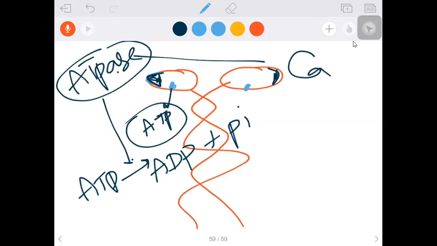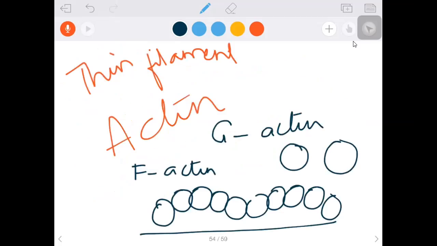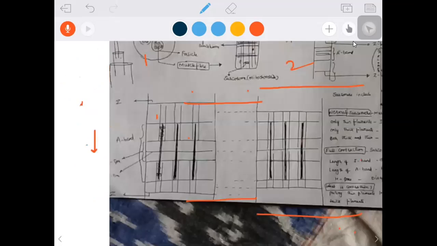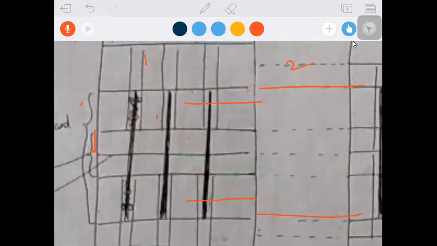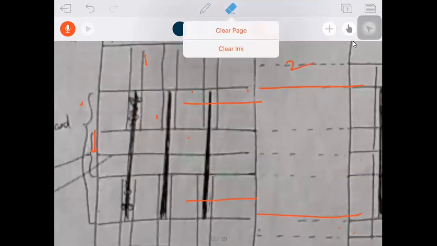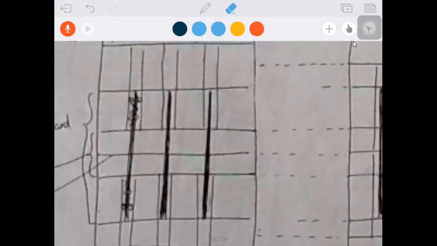Combining these two makes the muscle contraction, and we need to see how the calcium ions came. Let me show this in the diagram. Let me clear the ink here. This area we just talked about is actin, in the form of F actin like this. And talking about the myosin, myosin has a head.